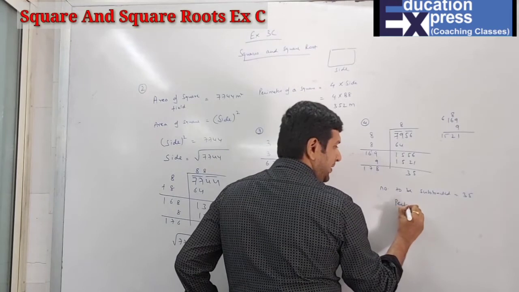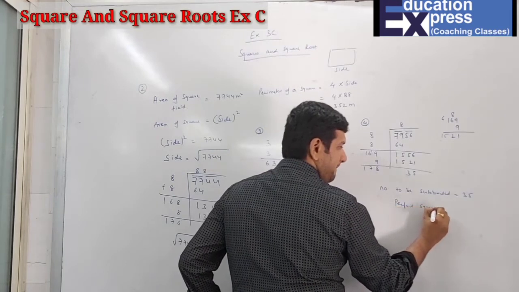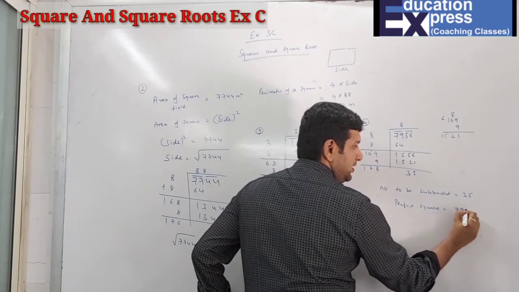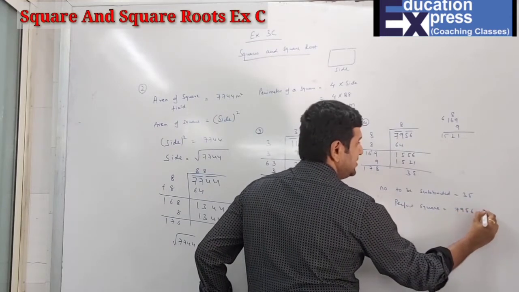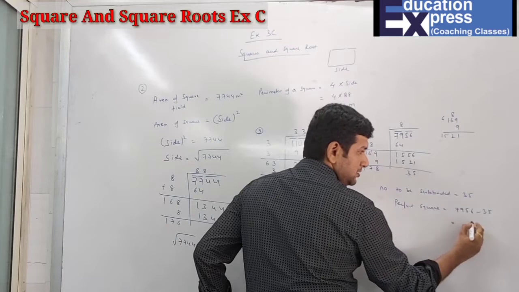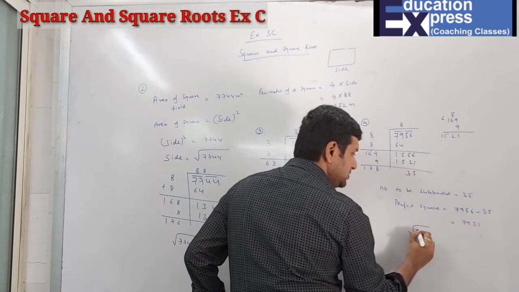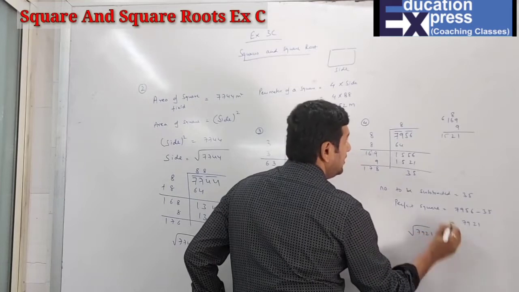The perfect square will be 7956 minus 35, that is 7921, and the root for this is 89.